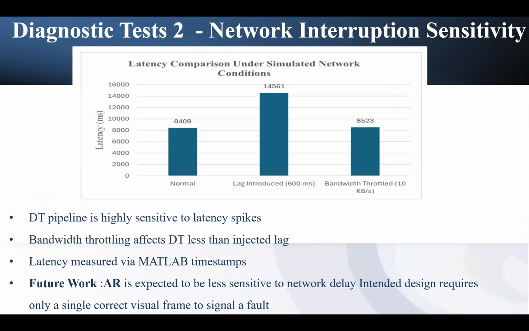For test 2, under normal network conditions, the digital twin updates with a latency of approximately 8.4 seconds. When a 600 millisecond delay is injected, latency increases to around 14.5 seconds, indicating that the digital twin pipeline is highly sensitive to delay-based network degradation. In contrast, bandwidth throttling has a much smaller impact, with latency remaining close to about 8.5 seconds. This suggests that the system is more sensitive to timing consistency than raw throughput.